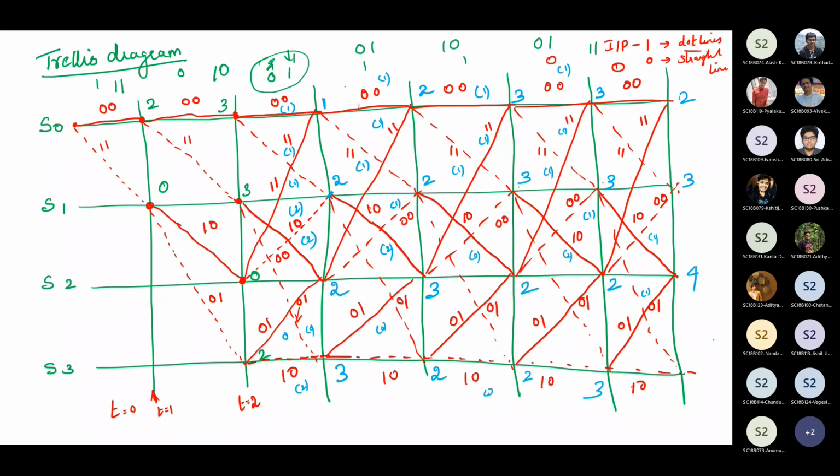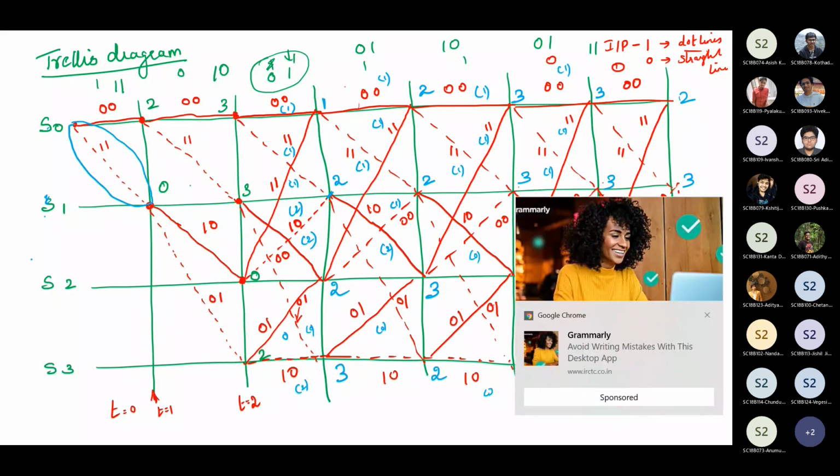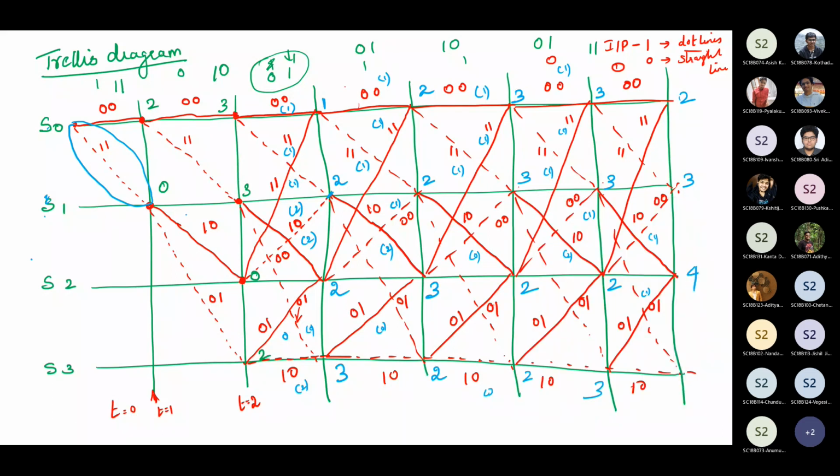Here no need actually. Last one, right? Okay. Now you start. So S0 is the line. So minimum here we took 0. Right. So from here it is 0 and 2.